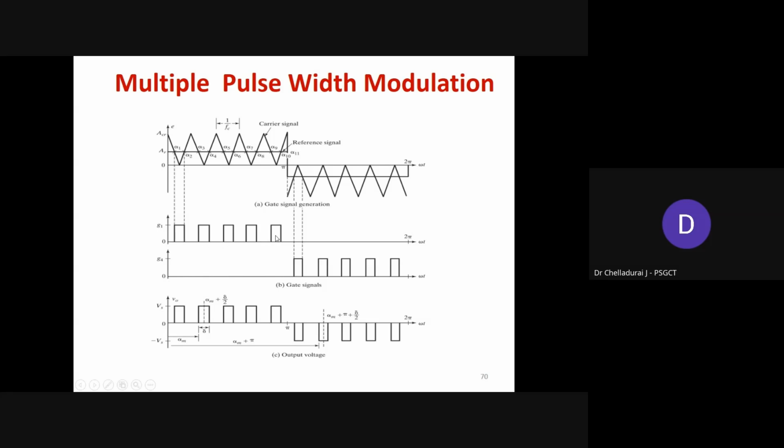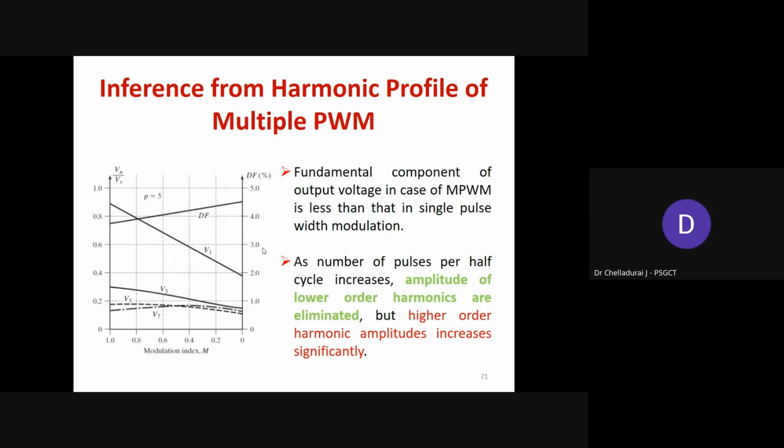So the total on time period in this waveform is again 5 milliseconds only. But compared to the previous case, with the multiple pulse width modulation technique used in the inverter topology, a lot of advantages you can get. That is, the amplitude of lower order harmonics is eliminated.